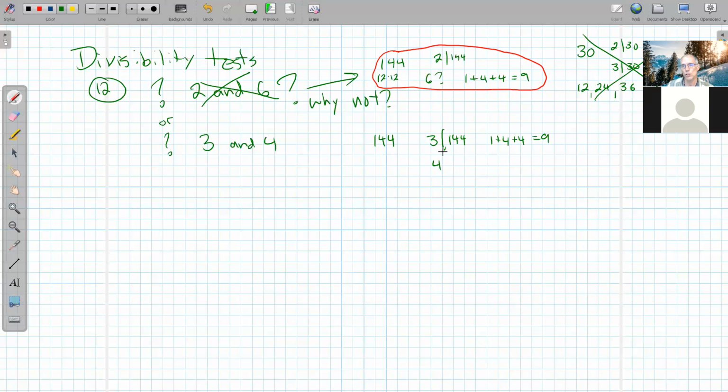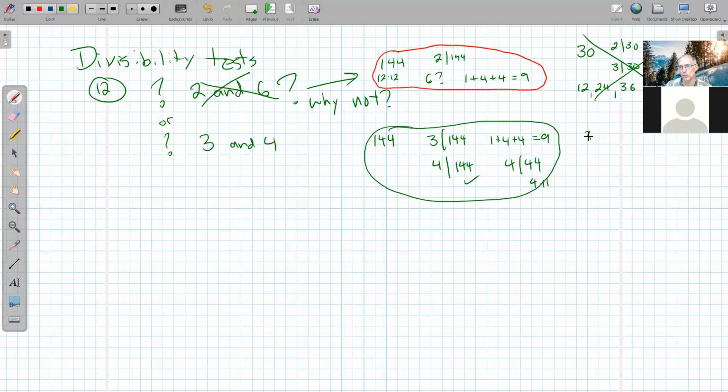Does 4 go into 144? Let's see, well, does 4 go into 44? The answer is yes, because 44 is 4 times 11. So if we recognize that, then it works. So 4 goes into 144, 3 goes into 144, and we know 12 goes into 144. So the test did work here.